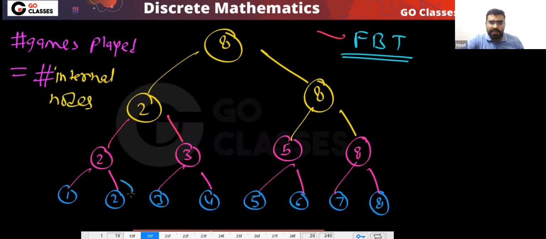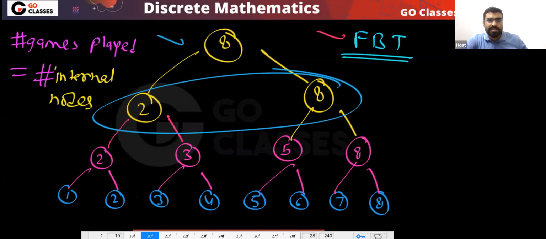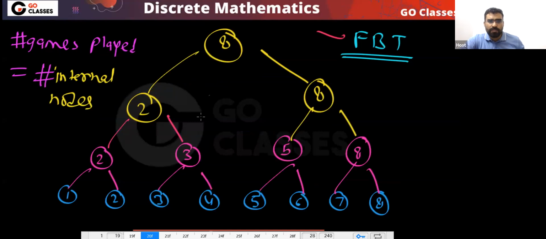For example, they will play one game, and because of them this internal node will come. Again, they will play one game, and because of them this internal node will come. So the number of games played is equal to the number of internal nodes.